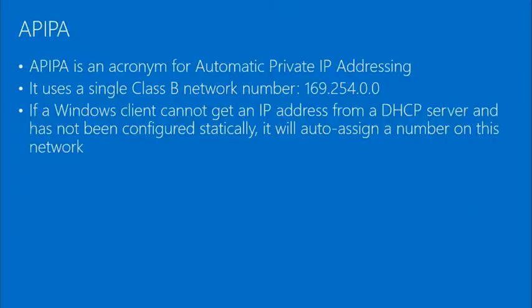APIPA. First of all, APIPA, automatic private IP addressing. If you've ever booted a device on the network and were unable to get network connectivity, and you did some troubleshooting and found that your IP address is 169.254 and so on, this is what that number is.